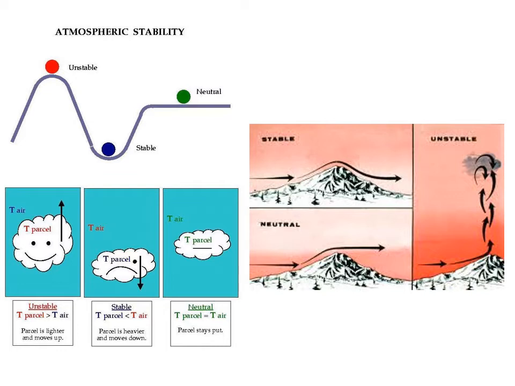But in case of a neutral condition, when an air parcel is being emitted, it will have the same temperature and pressure as that of the surrounding, and it will remain at the same place where it has been emitted.